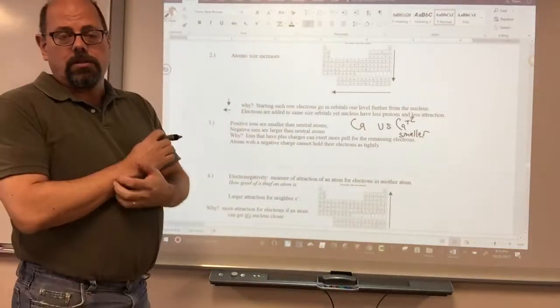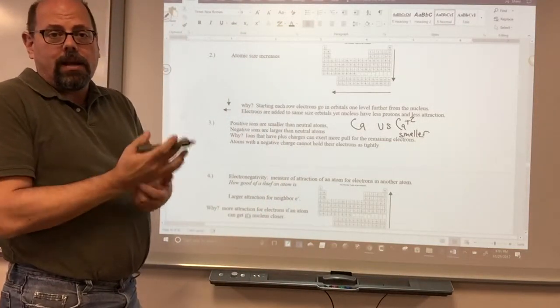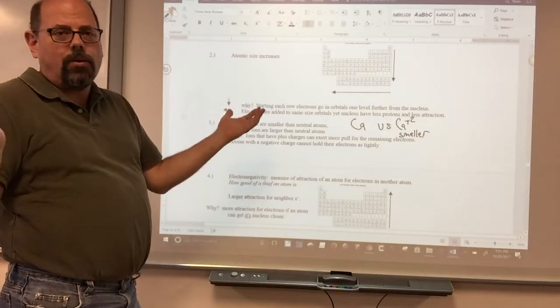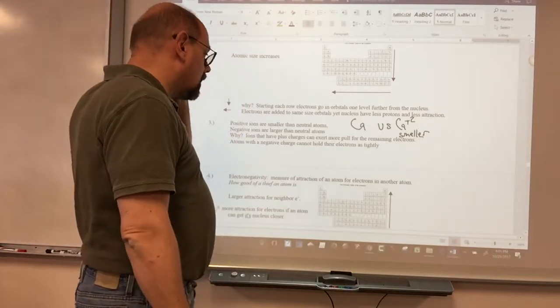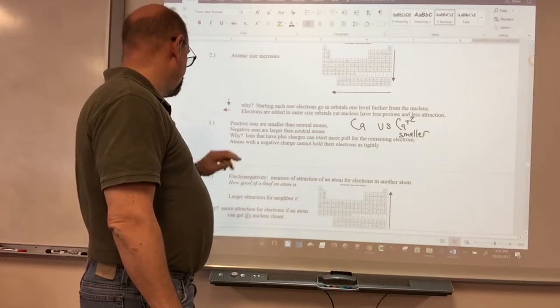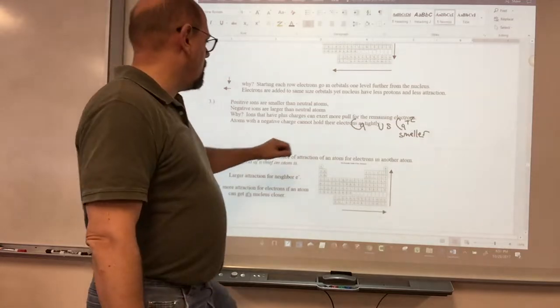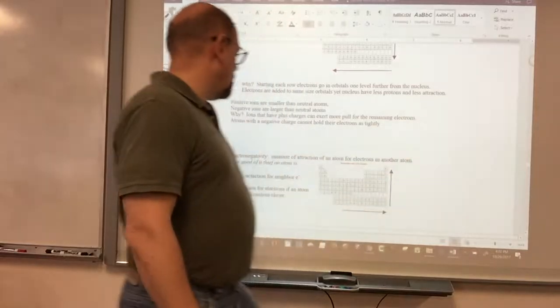The opposite is true for the negative. So if you have an extra negative charge, the protons in the middle can't hold on to the electrons as well, so the atoms get bigger. Okay, so negative ions are usually larger than neutral atoms. So that's another concept that I think makes sense.